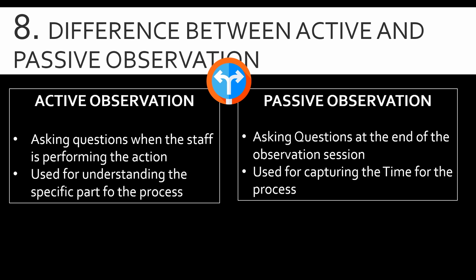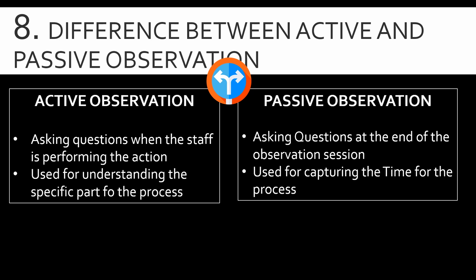Question number 8. Another follow-up question on observation. What is the difference between active and passive observations? There are 2 types of observations. First one, active observation. When the staff is performing the steps in the process, if you have any questions, you stop the staff and ask clarifying questions when they are performing that step to gain insights.